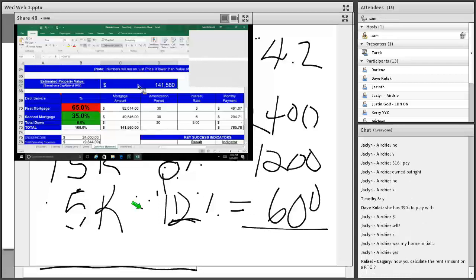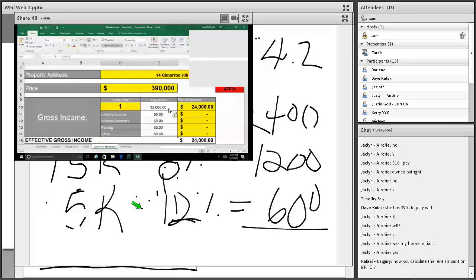How did you calculate the rent amount on the rent to own? Raphael, great question. All I did actually was add $250 a month. That's how I got $24,000. That's it. And what the $240 a month in this case would be a rent credit, right?